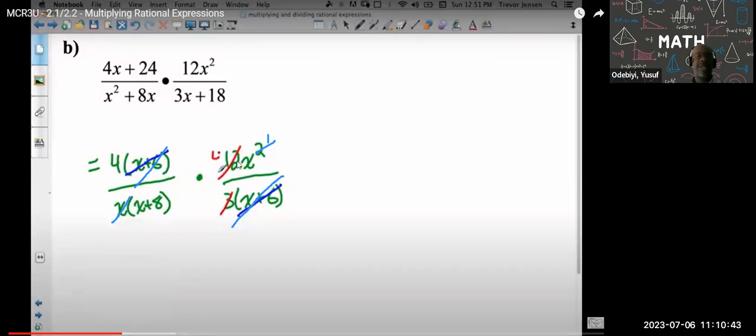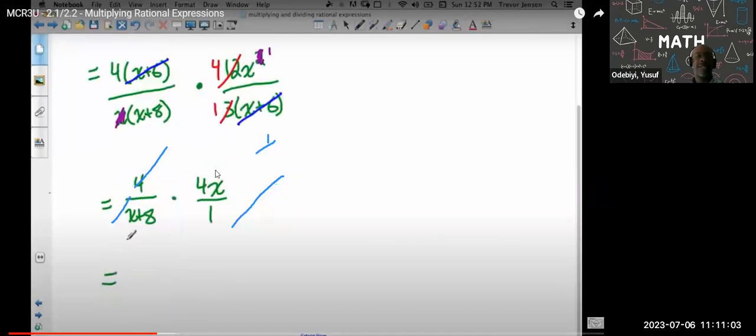Oh, I missed that. You can divide 3 into 12. So 3 goes into 12 and it's going to be 4. I missed that one. And now I'm just going to have 4 times 4x. So let's go to the bottom. This is what's left over after simplifying. So 4 times 4x gives you 16x divided by x plus 8.